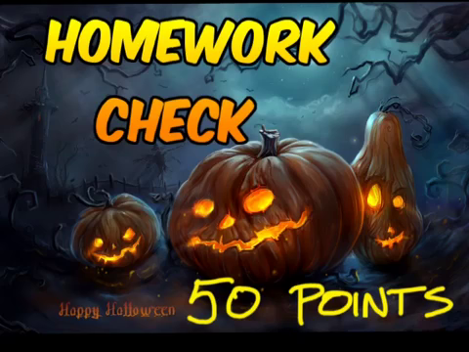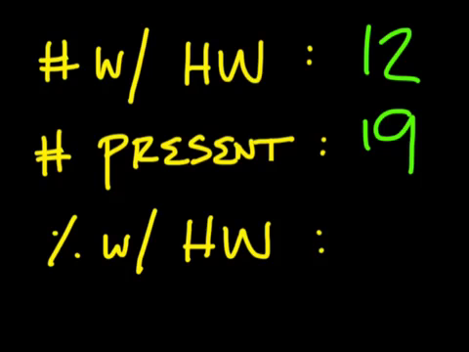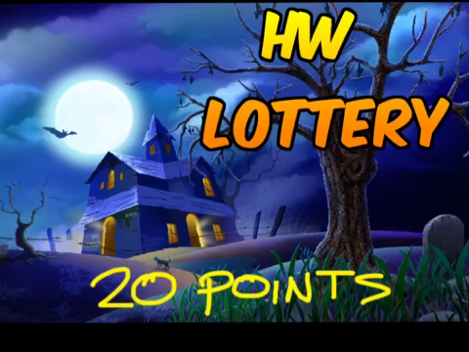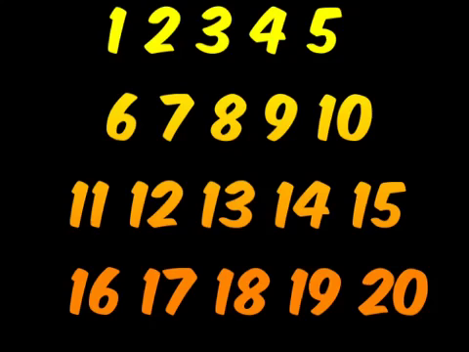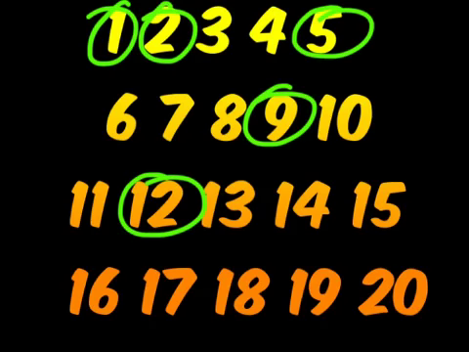Homework check. We have 12 out of 19, which is 63%. You get to do the homework lottery if you used a pass. All right, the winning numbers are 1, 2, 5, 9, and 12.